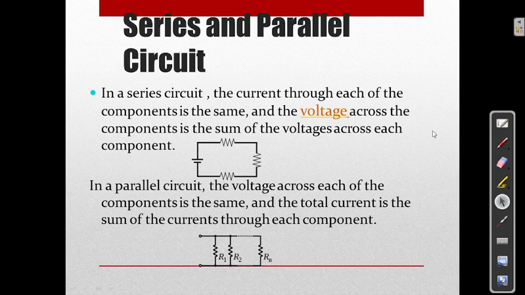Good day to all. Today we are going to see about the series and parallel circuit.